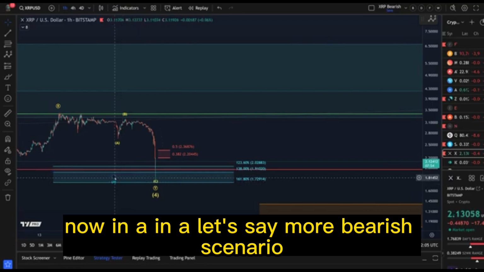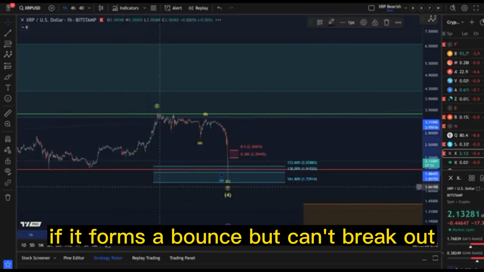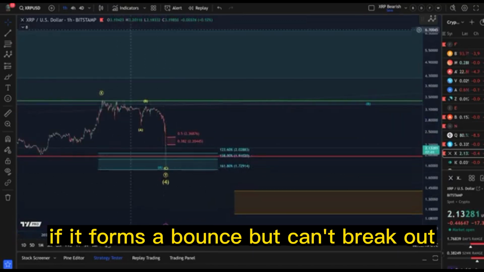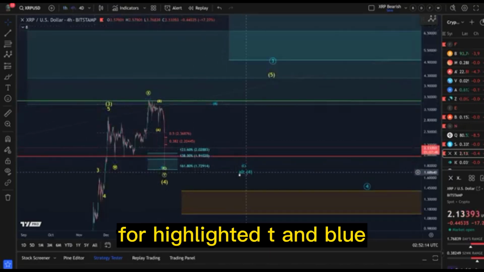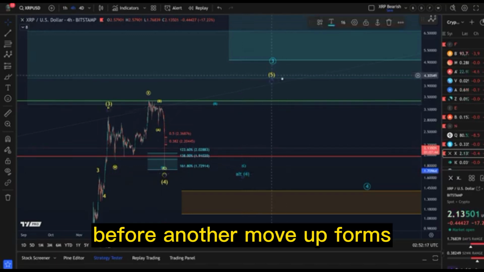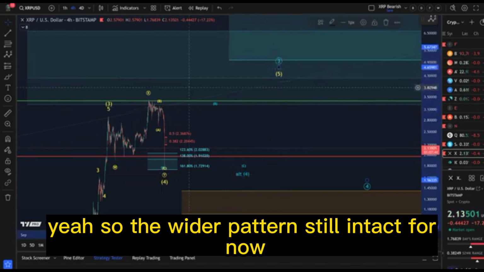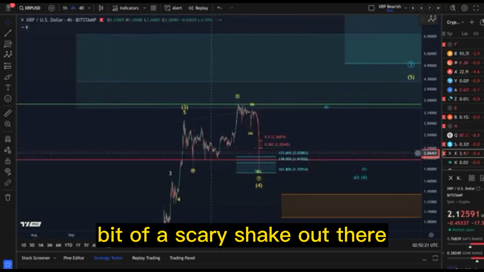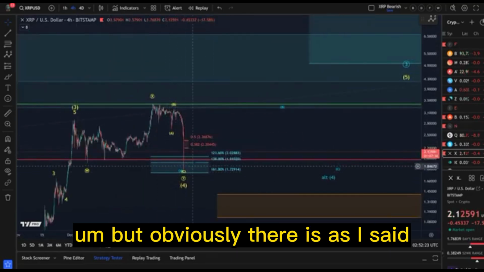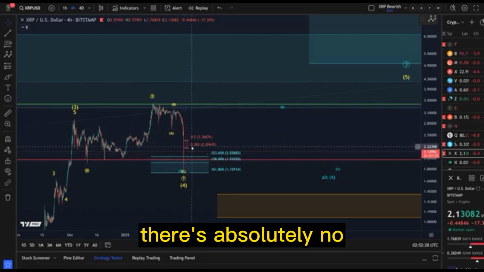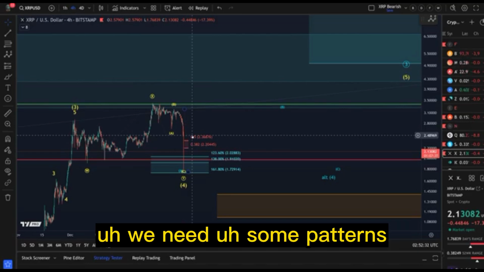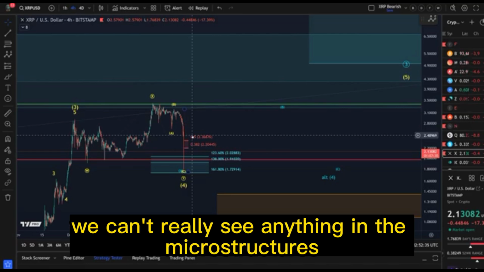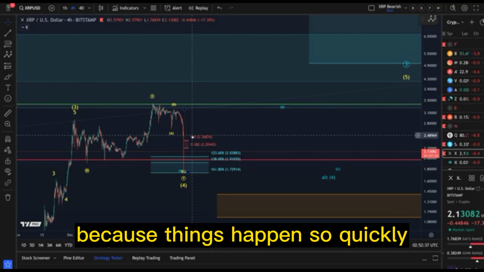Now, in a more bearish scenario, if it forms a bounce but can't break out, we might be dealing with an even wider wave 4, highlighted here in blue, before another move up forms. Yeah, so the wider pattern is still intact for now. Bit of a scary shakeout there, but obviously, as I said, until we break above resistance, there's absolutely no confirmation. We need a bit more stability. We need some patterns. We can't really see anything in the microstructures because things happen so quickly.